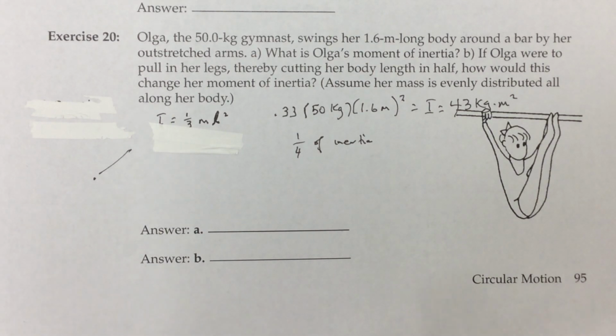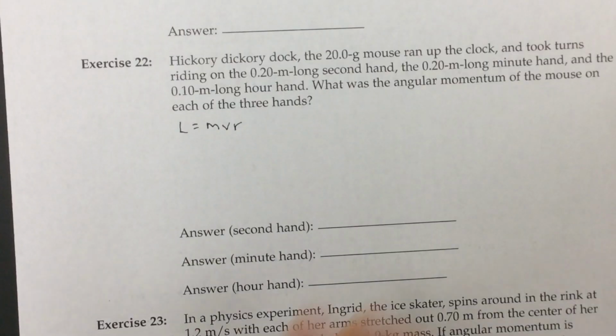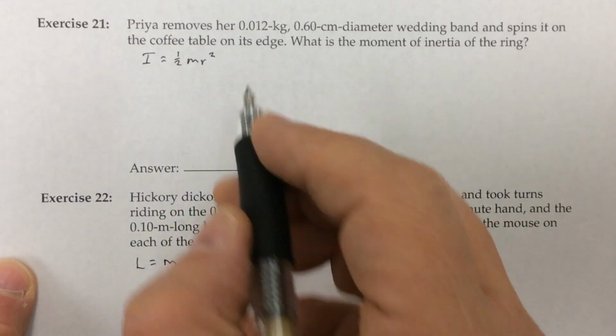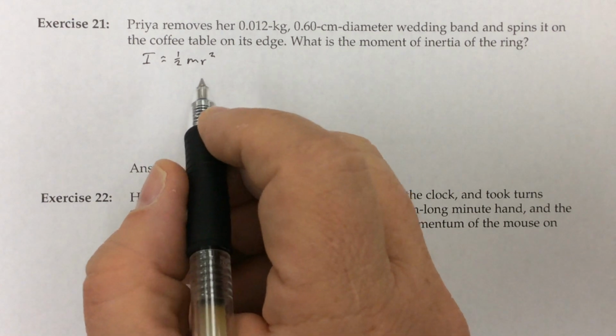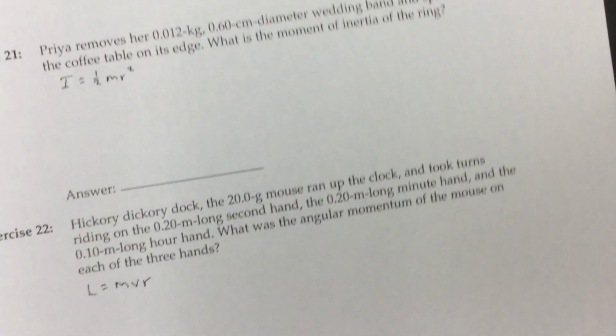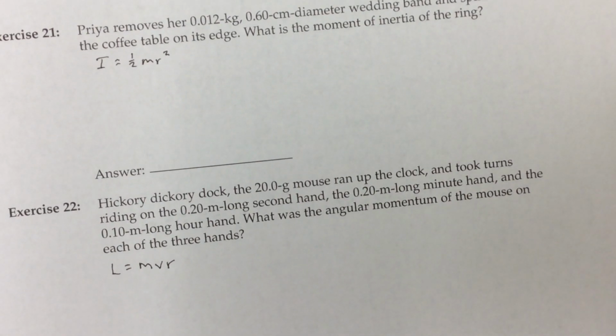And is that it? Just B? Okay. Back page. All right, what do we got? Okay, we have a ring here. And a ring is going to have 1/2 m r squared. What was the disk? The disk was 1/2 m r squared. Okay.